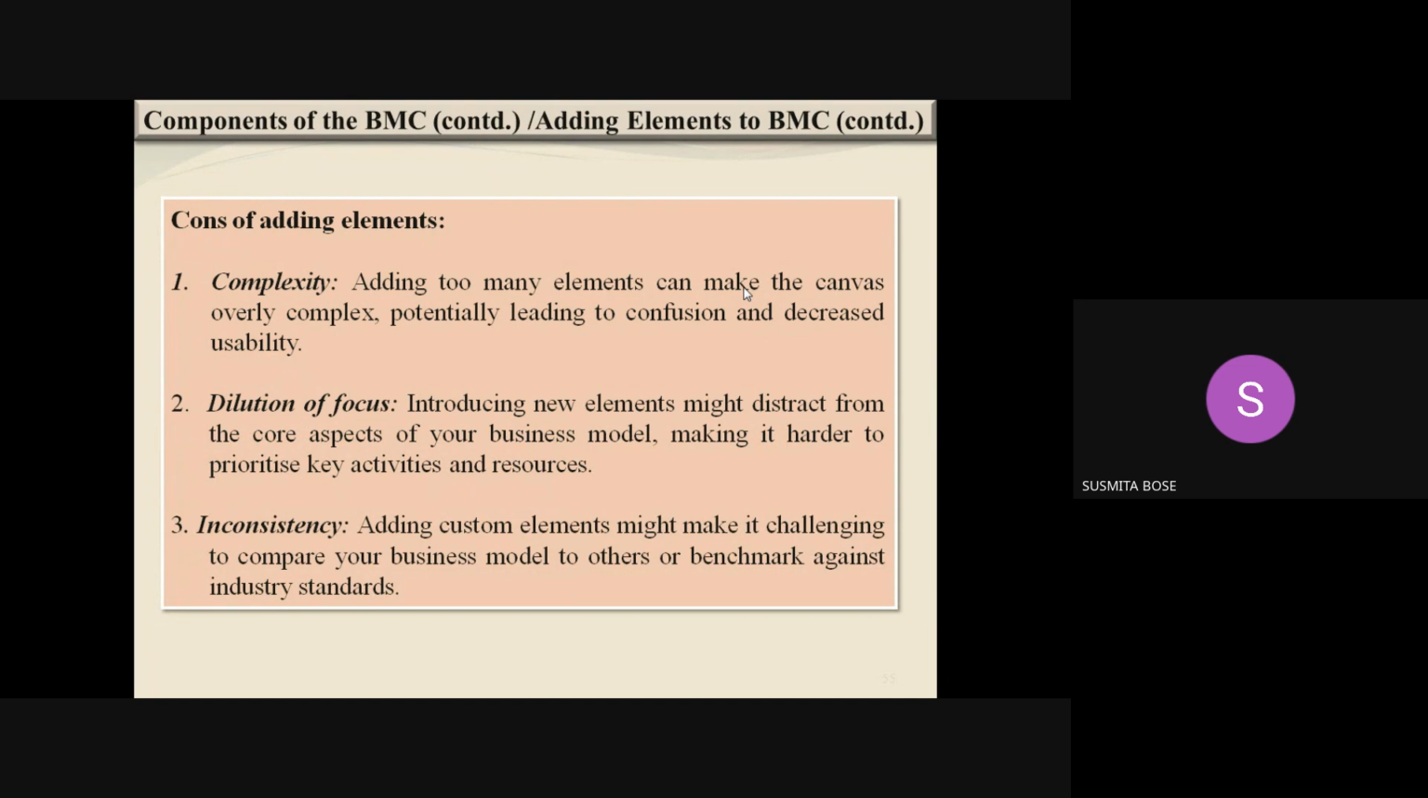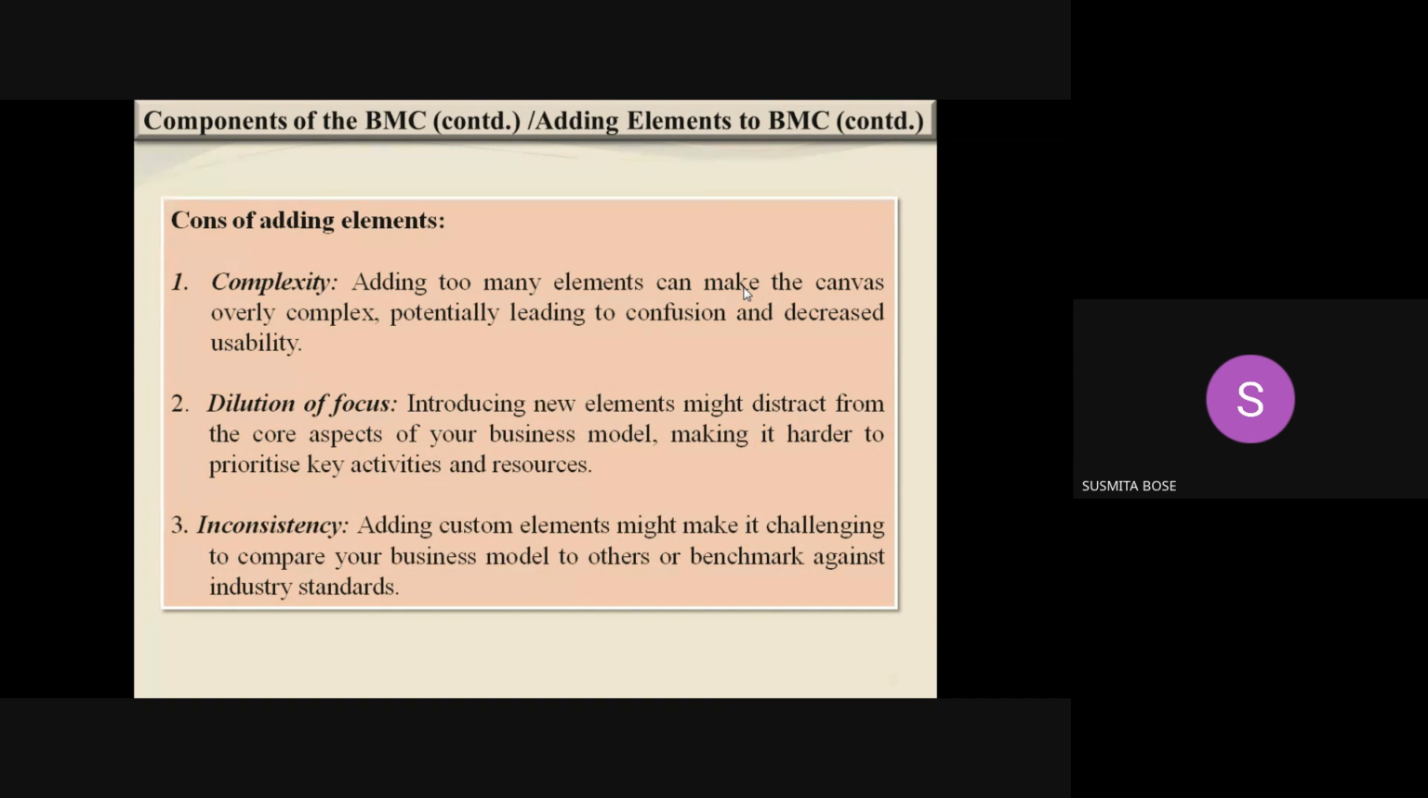Introducing new elements might distract from the core aspects of your business model. It can divert your focus, making it harder to prioritize key activities and resources. Adding custom elements might make it challenging to compare your business model to others or benchmark against industry standards.